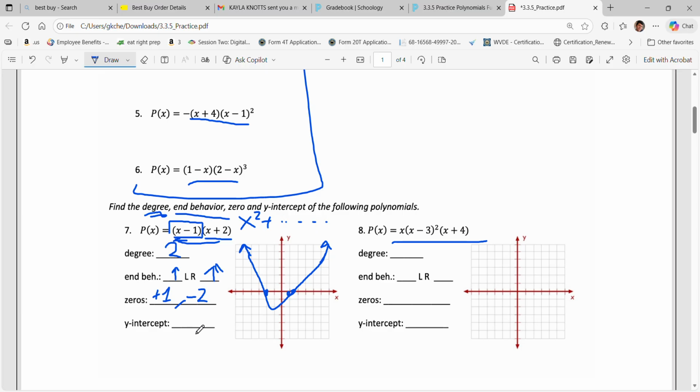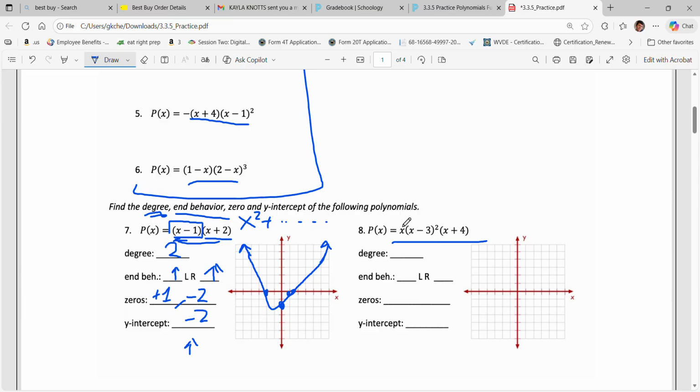Last part is that y-intercept. And again, this is a very minor thing to calculate. You can find it by just plugging in 0 for all the x's, because the y-intercept is when x equals 0. So you put 0 in for x here, 0 in for x here, you'll have negative 1 times 2, which is negative 2. So it technically crosses at negative 2, as I've roughly depicted, but not a big deal. But yeah, just one more as an example there.